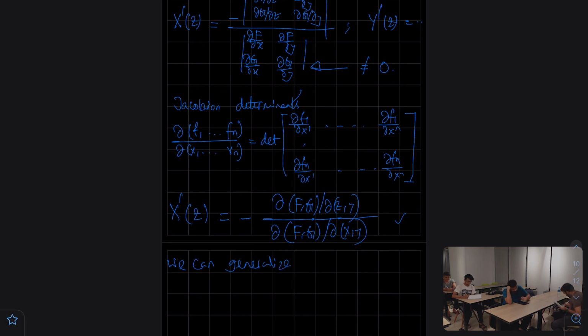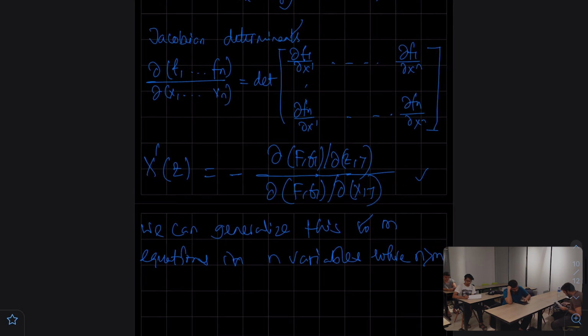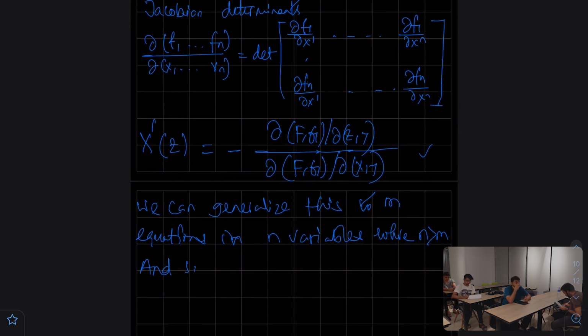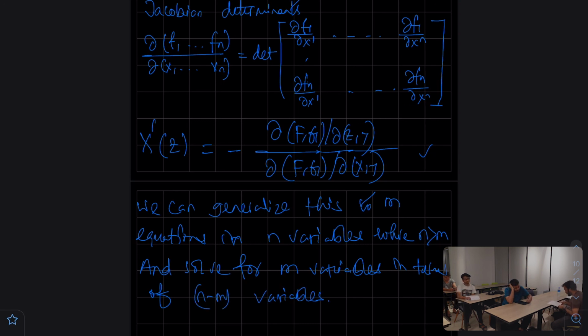So you can generalize this to m equations in n variables. Okay, obviously where n must be greater than m, and solve for m variables in terms of n minus m variables. Okay.